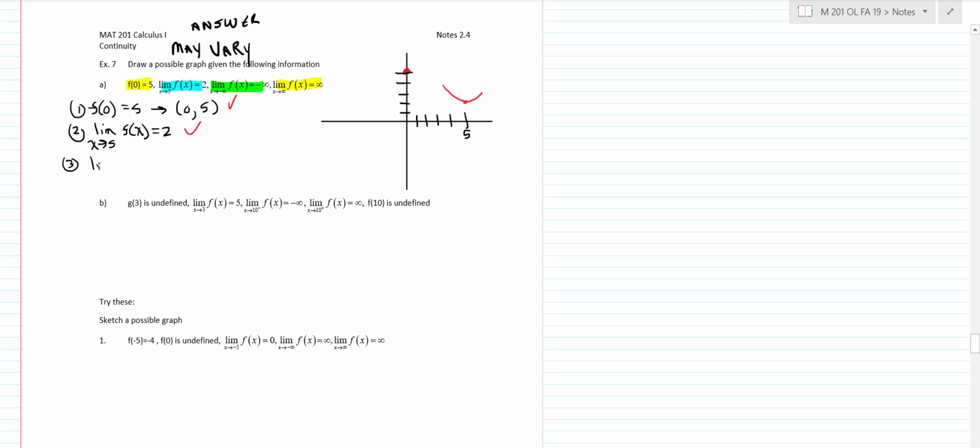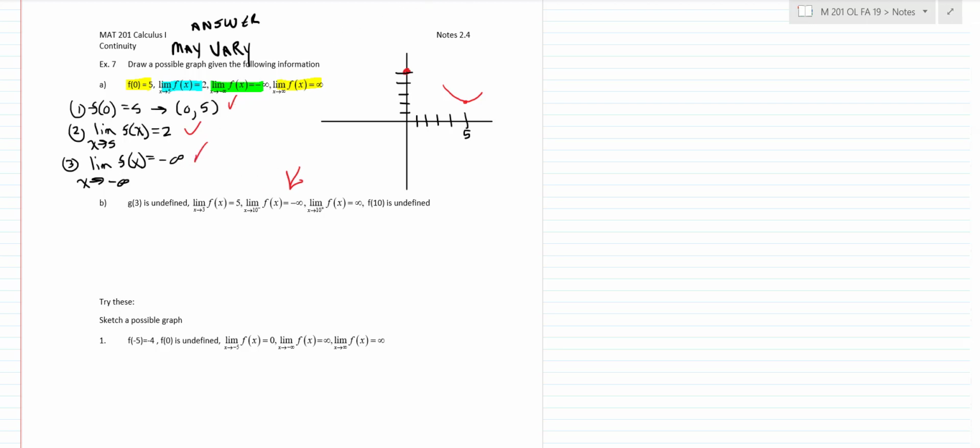The next thing I got is the limit as x goes to negative infinity. The graph is going to negative infinity, okay? And all that means is this: if the graph goes forever to the left, what does the graph do? The graph goes down. So that statement says, as x gets smaller, y gets smaller. So I'm just going to have something like that. I know that's going to happen, okay?